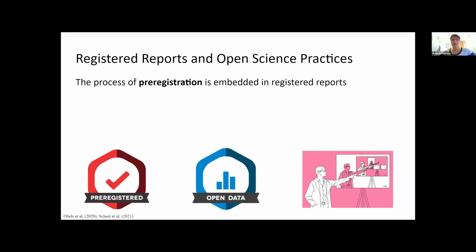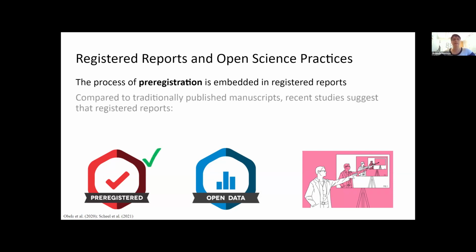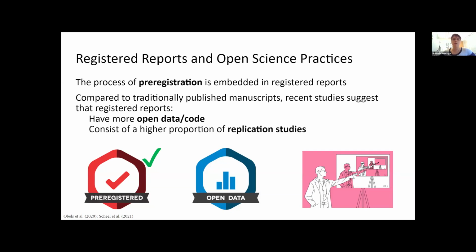Registered reports have also been paired with a number of other open science practices, and most of their implementation has incorporated these. So a couple talks today have talked about pre-registration, this idea of writing down your plan and putting it in some kind of repository. Registered report is kind of a plus version of pre-registration. Many journals that do registered reports require open data, and there have been some recent studies that show that registered reports have higher rates of open data and code, and also more replication studies.